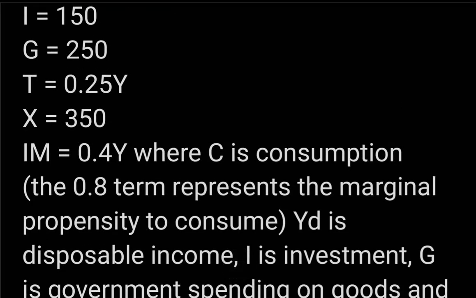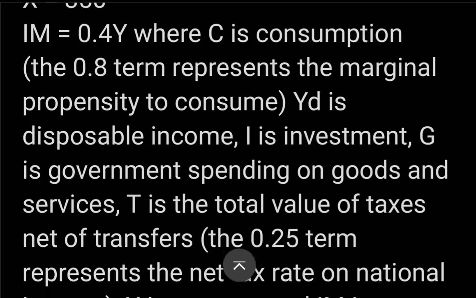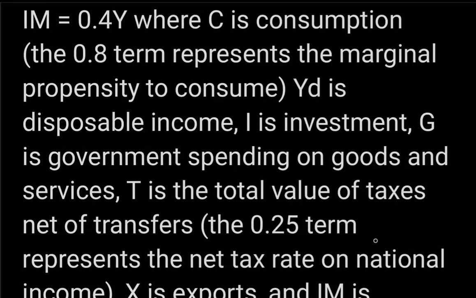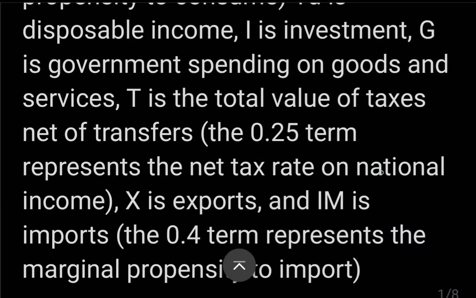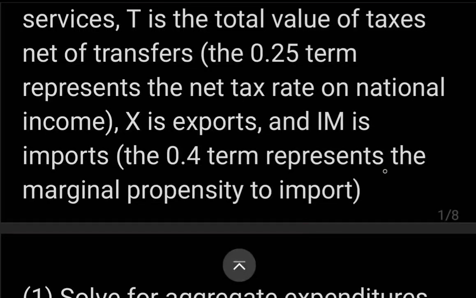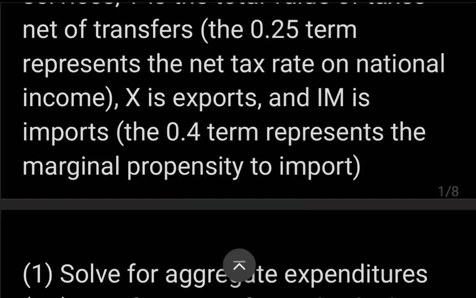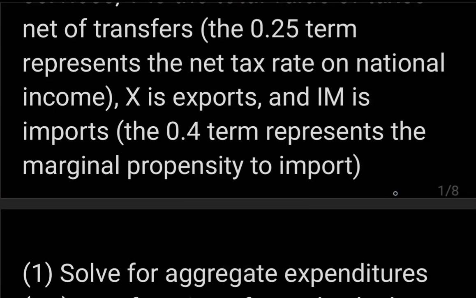to 0.4 Y, where C is the consumption, and the 0.8 term represents the marginal propensity to consume, and YD is the disposable income, and I is the investment, and G is government spending on goods and services, and T is the total value of taxes net of transfers, and the 0.25 term represents the net tax rate on national income, and X is export and IM is import. The 0.4 term represents the marginal propensity to import.